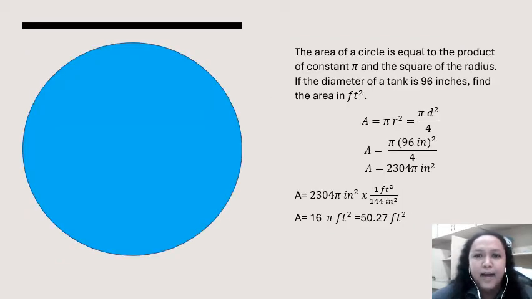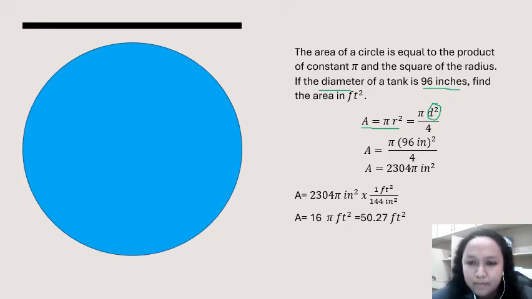Okay, for example, pinapahanap sa atin, the area of the circle is equal to the product of constant pi and the square of radius. If the diameter of a tank is 96 inches, find the area in square feet. So, take note, alam na natin na ang area is pi r squared. But since sa problem ay given sa atin diameter, dito na lang tayo. Okay? Meron namang formula for area wherein yung diameter natin ang hanap. So, area is now equal to pi d squared over 4 wherein that is 96 inches.